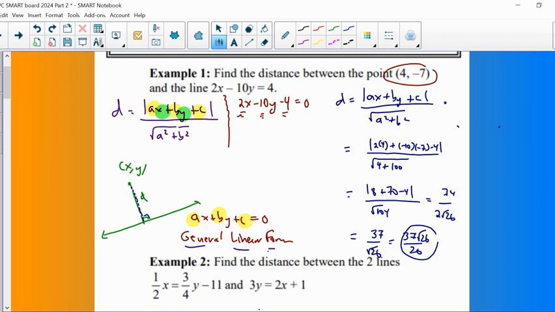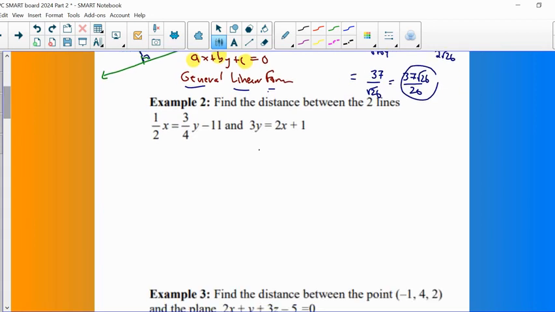Now that formula, with the line in general linear form, can certainly be used to find the distance between two parallel lines. We just have to interpret how we would apply that. For two parallel lines, the distance is constant. So you just have to pick any point you want on one of your lines as your x, y, and then the other line becomes the one that's in general linear form. These are the two lines that they give us.